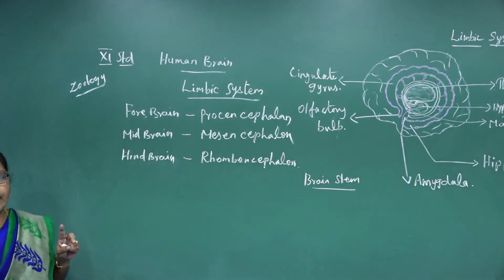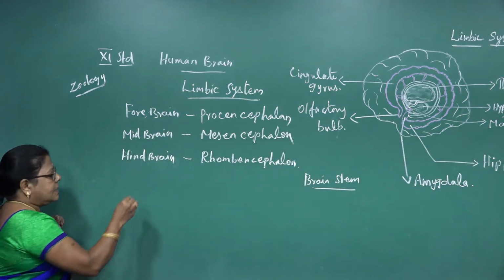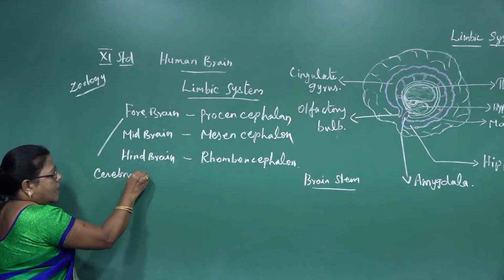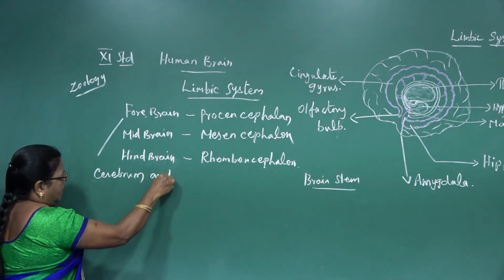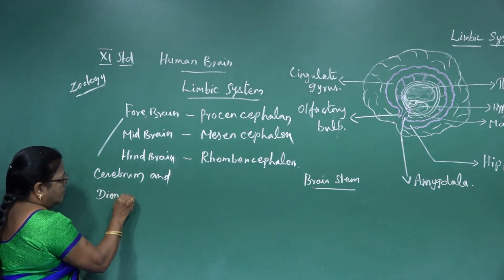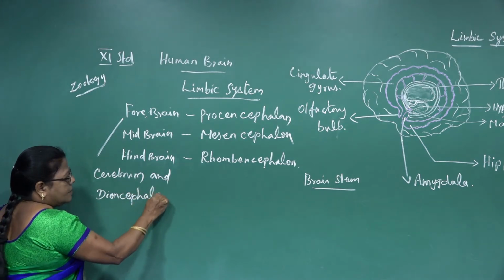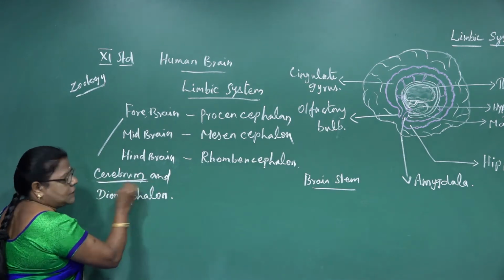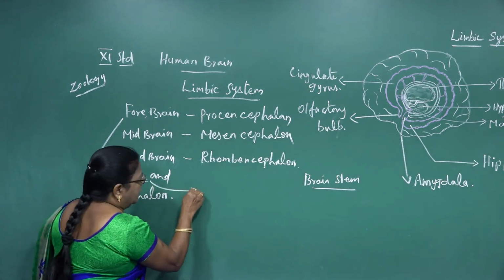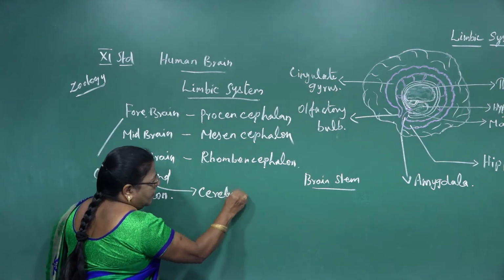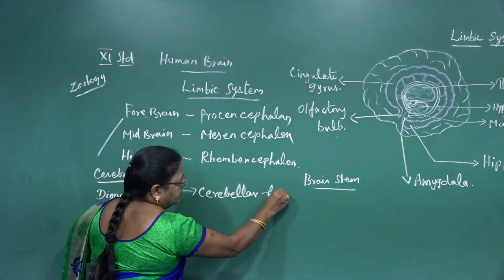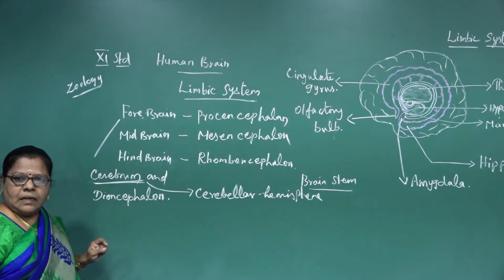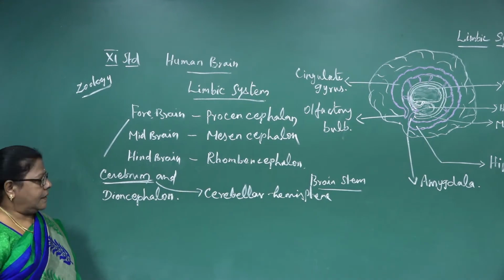The forebrain consists of two parts. One is cerebrum and another one is diencephalon. In the last class, we studied about forebrain. The cerebrum has two hemispheres called cerebral hemispheres. This cerebral hemisphere is present in the largest part of the brain.